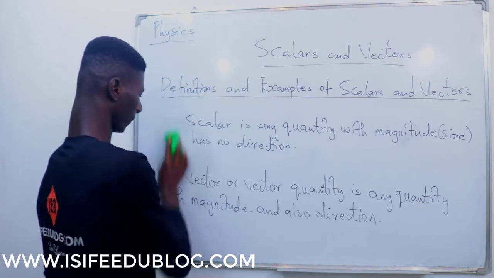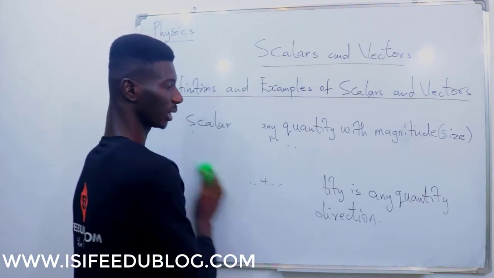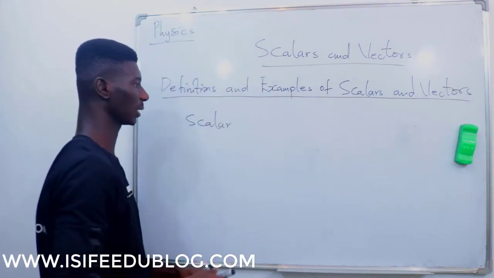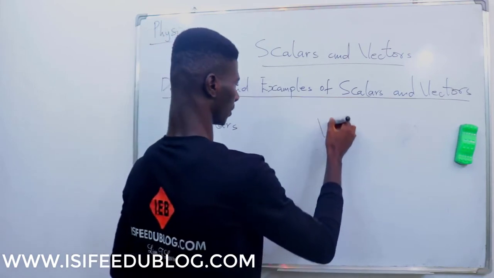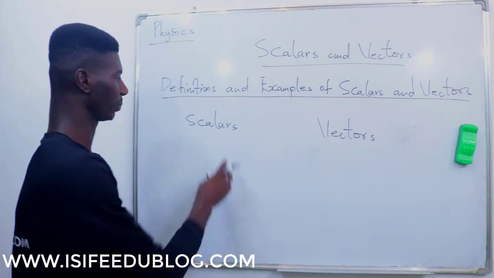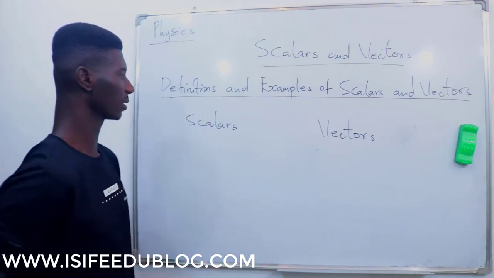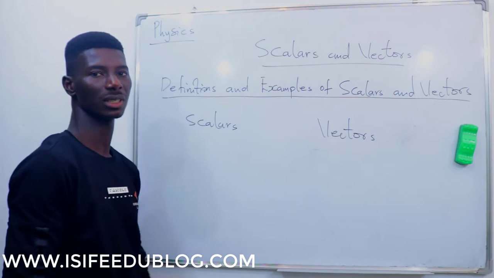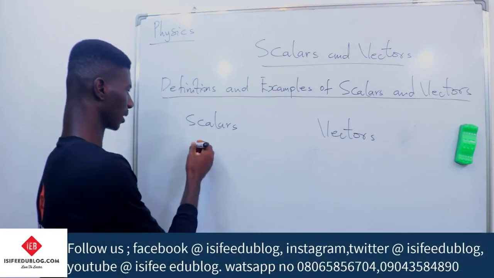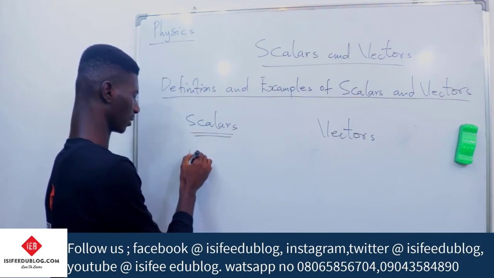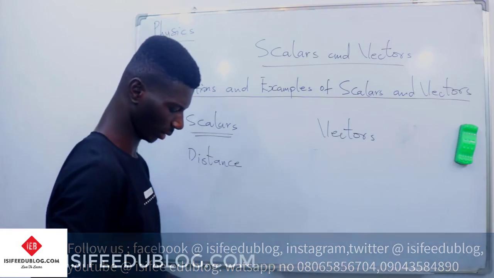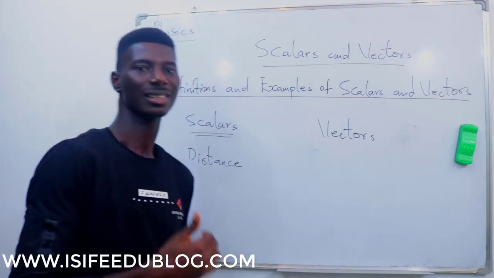Now let's say at this side we have scalars, while here we have vectors. We can pick any quantity of our choice, and let's know whether that quantity is a scalar or a vector. Now, first of all, let's pick distance. For instance, we have distance. Now, distance is a scalar.